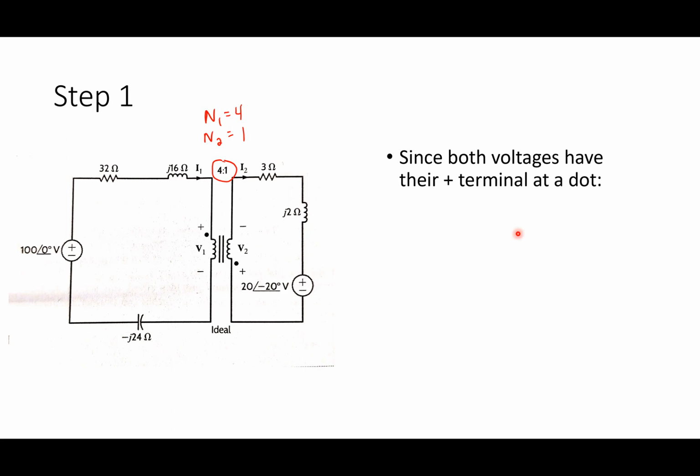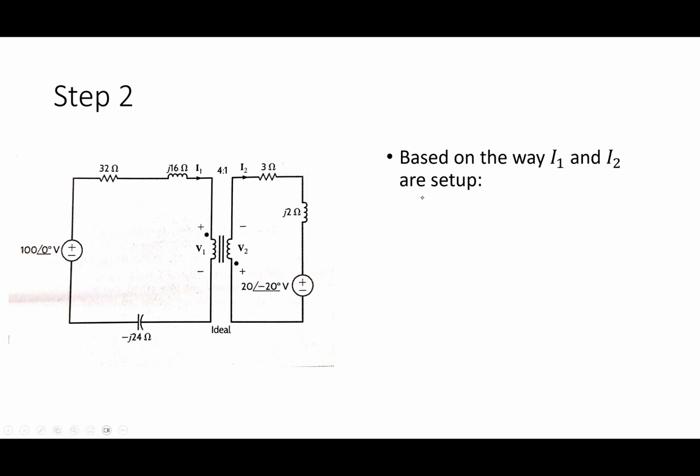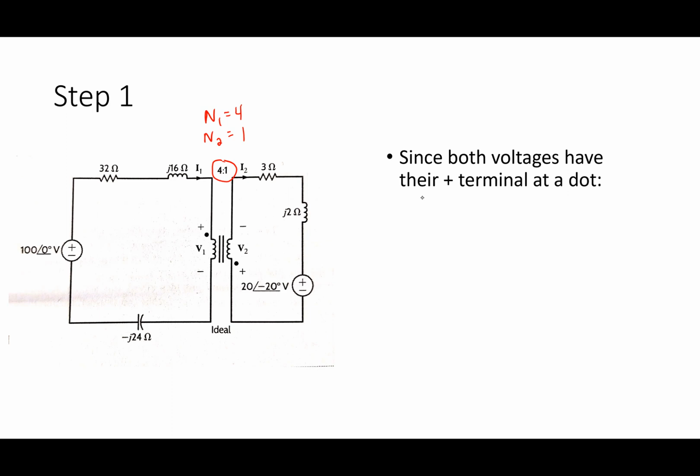So V1 over N1 is negative V2 over N2. In this case, V1 over N1 would be V1 over 4, and it would be positive V2 over 1, like that. The reason it's positive is because both of their plus signs are at the dot.